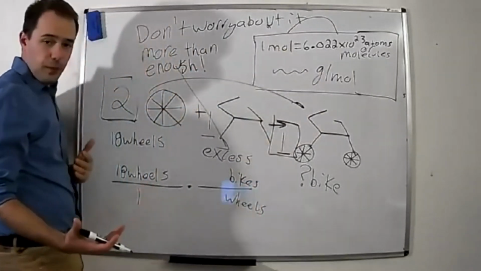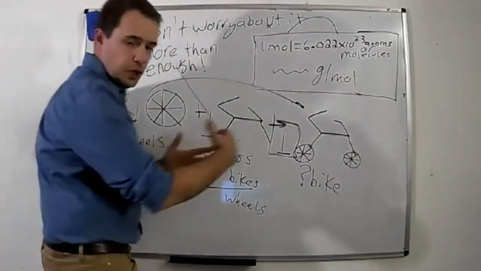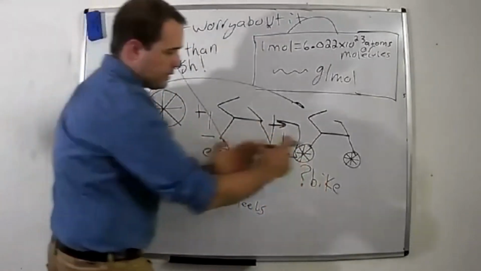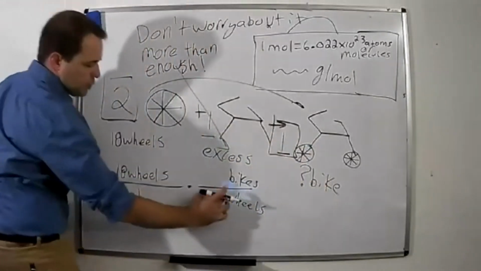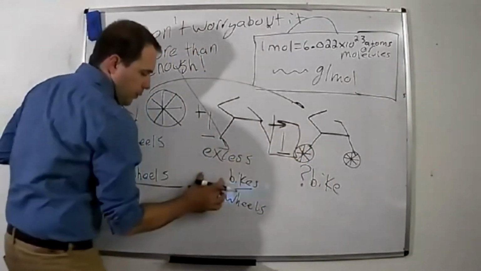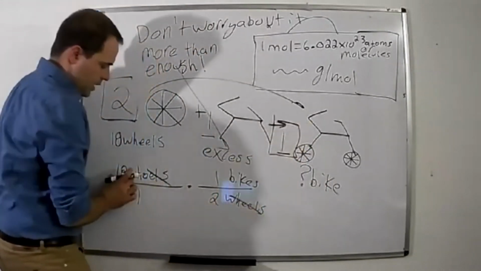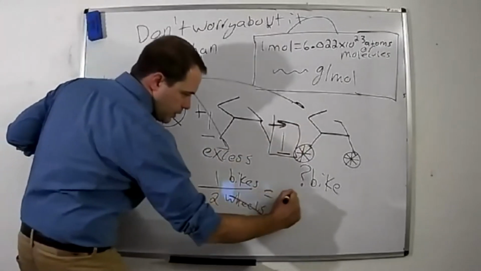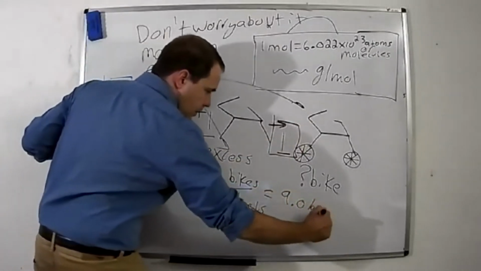And this is where the coefficients are going to allow me to figure out the ratio of this reactant to this product. There are 2 wheels to every 1 bike. So 18 divided by 2, I could make 9.0 bikes.